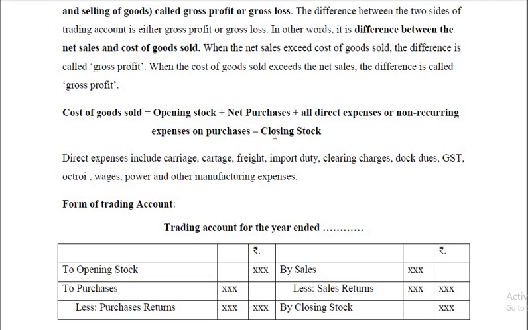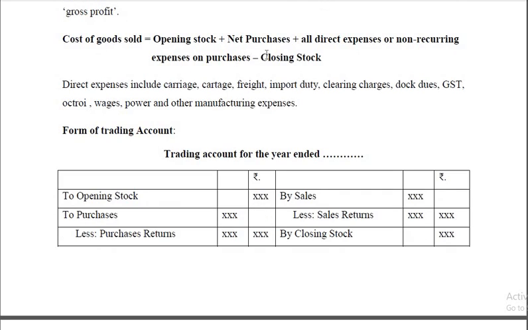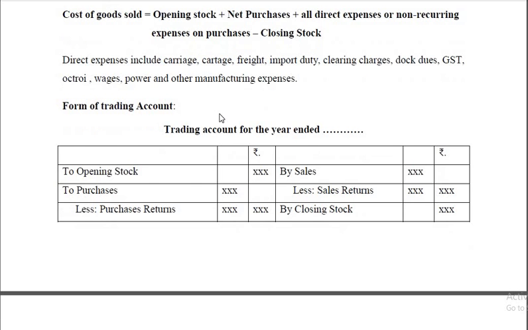Minus closing stock. I repeat, cost of goods sold means opening stock, add net purchases, that is purchases minus purchase returns, plus all direct expenses on purchases like carriage, cartage, freight, import duty, clearing charges, dock dues, GST, octroi, wages, power and other manufacturing expenses, minus closing stock. You'll learn more about that when we start solving the problems.